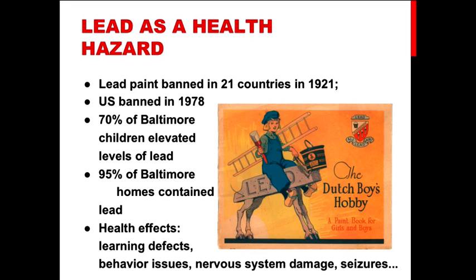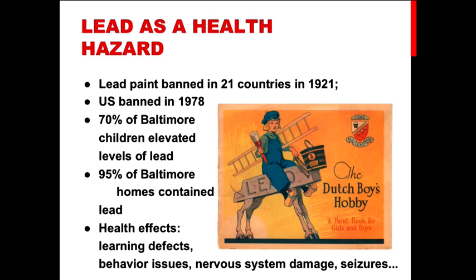So in this instance, I want to talk about lead paint. If you have any familiarity with lead paint, you might remember that it's very toxic, and lead was commonly used in paint in toys, for houses. As you can see in this advertisement right here, it was advertised for use with things that children would be using. And lead paint was banned in 21 countries by 1921. It was recognized as being very hazardous, but the United States didn't ban it until 1978.